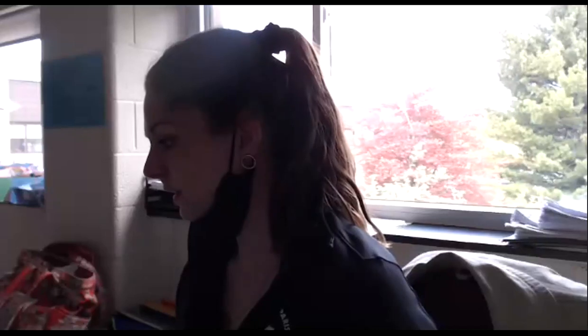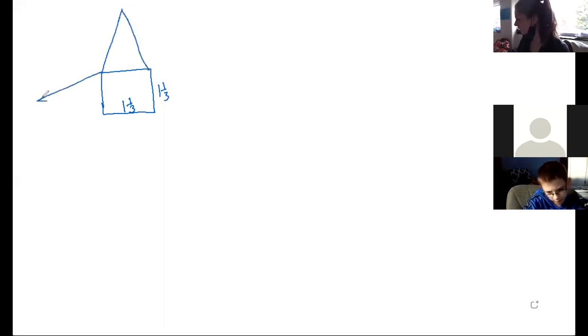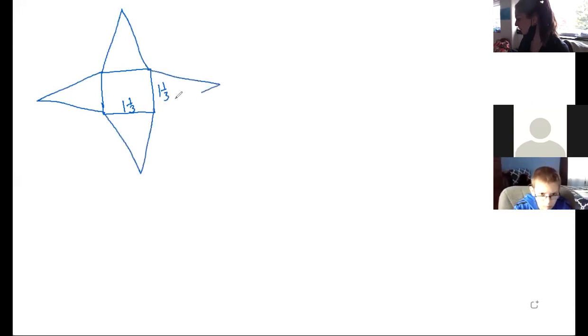This one involved the fractions, right? So I'm not going to even bother drawing the 3-dimensional version. I'll just go right to the net. Again, we have a square base. And what are the dimensions of that square base? 1 1/3 by 1 1/3. The triangles that surround it are pretty steep, aren't they? They're very pointy and tall. Their heights are very high.